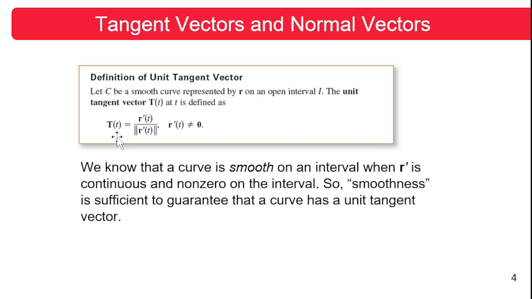So we know from the previous discussion that a curve is said to be smooth on an open interval when R prime is continuous and non-zero on the interval. So this indicates that smoothness is sufficient to guarantee that a curve has a unit tangent vector.